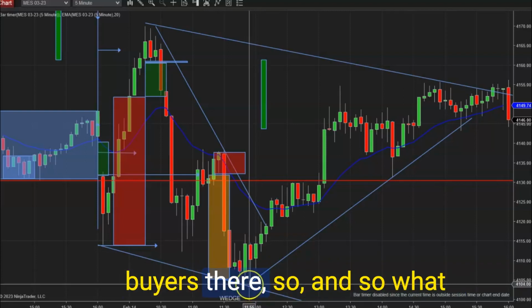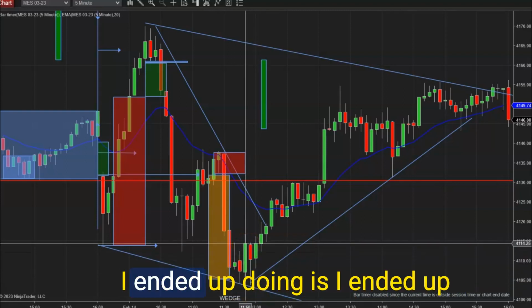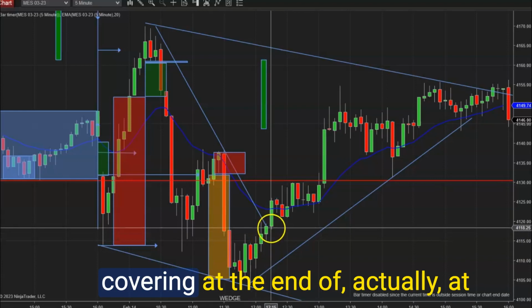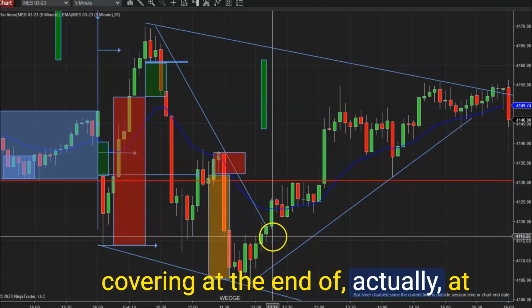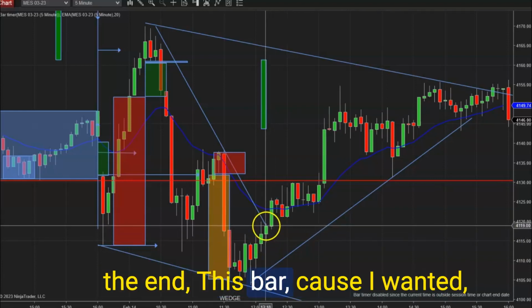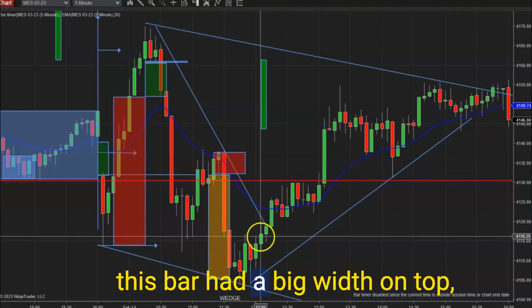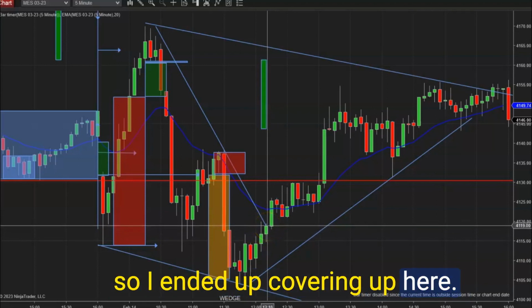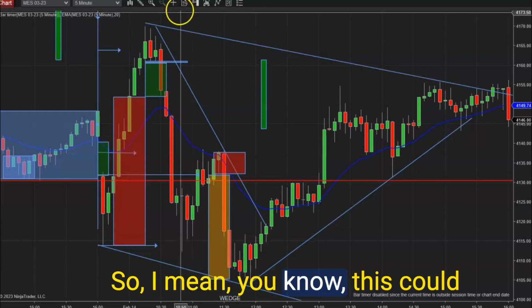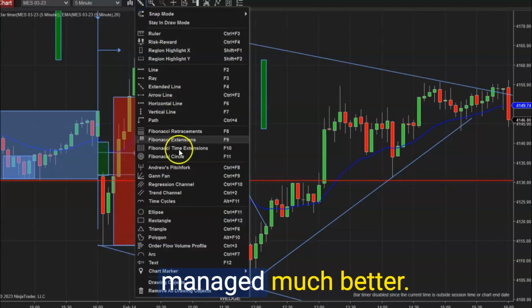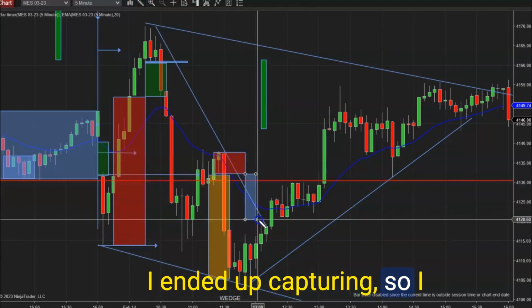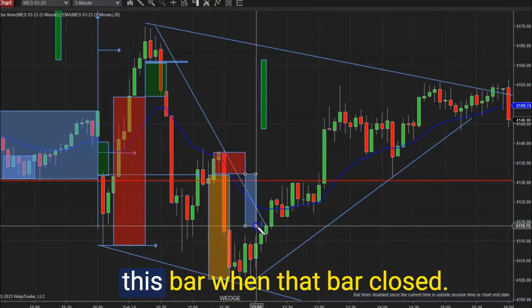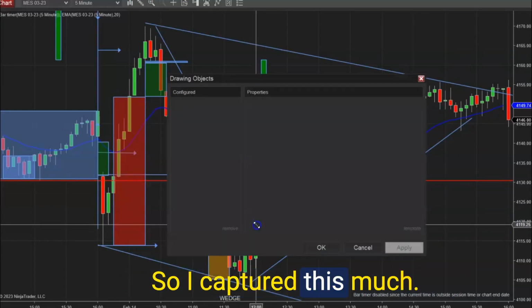But there were buyers there. So what I ended up doing is covering at the end of this bar, because this bar had a big wick on top, so I ended up covering up here. So this could have been managed better. This could have been managed much better. I ended up covering at the top of this bar when that bar closed. So I captured this much.